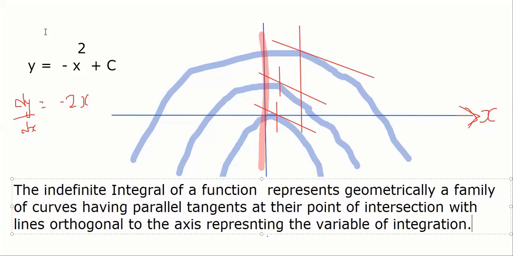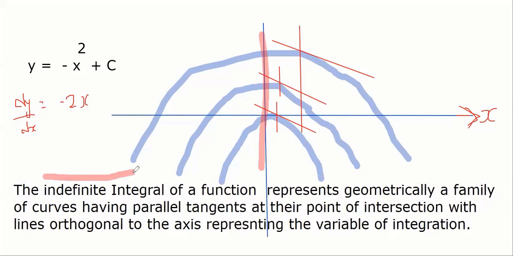Actually, this integral represents geometrically a family of curves. ये बता रहा है कि अगर -2x को आप इंटीग्रल करोगे, you will get a family of curves with y equal to minus x square plus c. एग्जाम्पल है. फैमिली ऑफ कर्व क्यों? बिकॉज प्लस सी है. कौन सा फैमिली ऑफ कर्व? जिनका टेंजेंट पैरेलल होगा. टेंजेंट कहां होगा? At that point of intersection with the line perpendicular to the variable of integration.